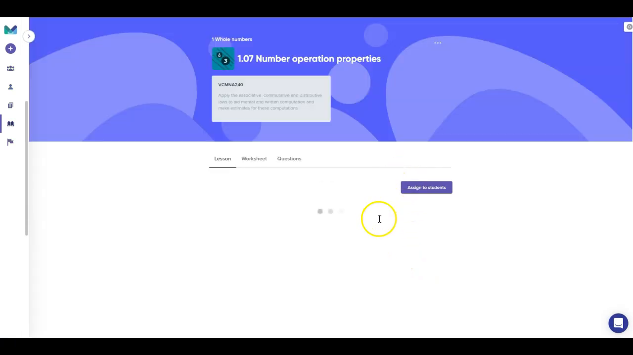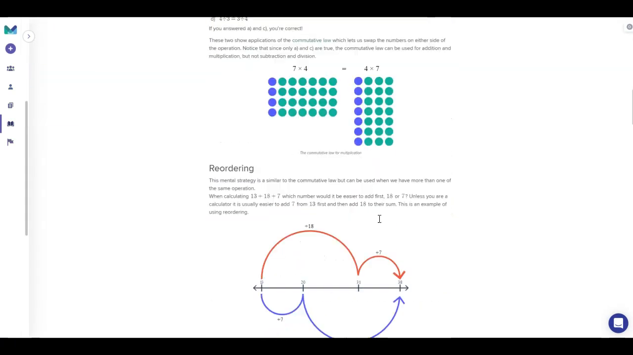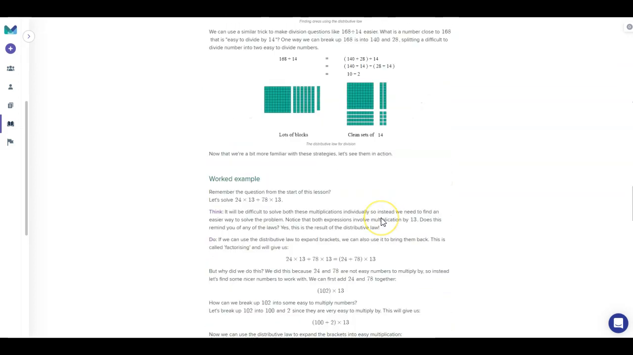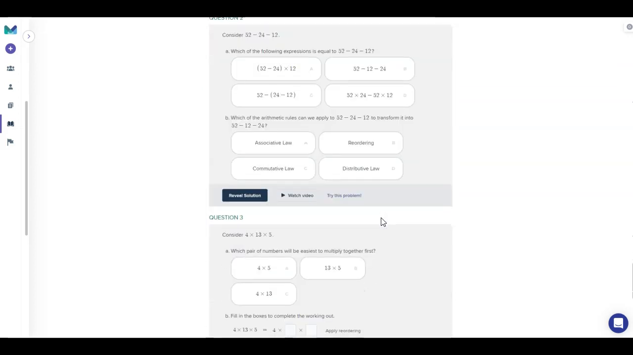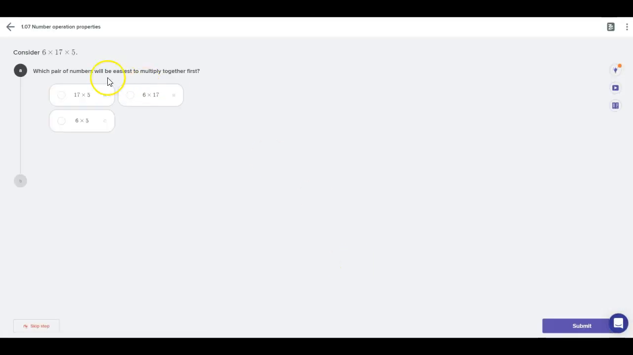Let's close that one and have a look at the third of the 4 options. Again, sorry, got to scroll all the way to the bottom here. And question number 3. Let's try that problem. So consider 6 times 17 times 5. Now, which of these pairs, so again, we're talking about using the reordering here, because they're the same operation, times and times.